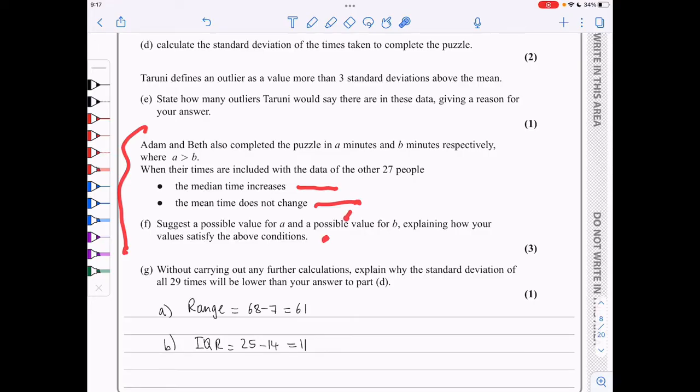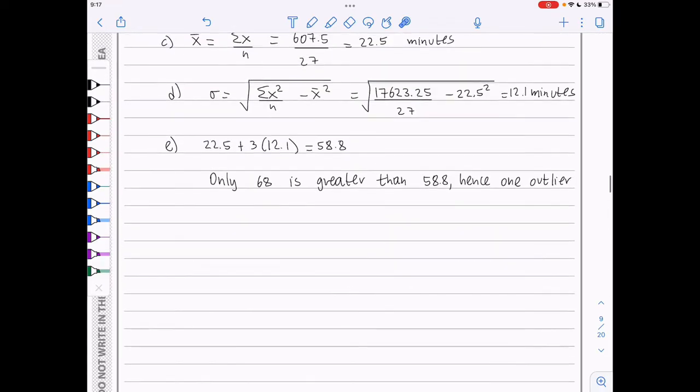The mean time does not change, which means that these 2 values average to the same mean we had before. So since the mean remains the same, we must have that A plus B over 2 is 22.5, i.e. we have 2 values that add up to 45.